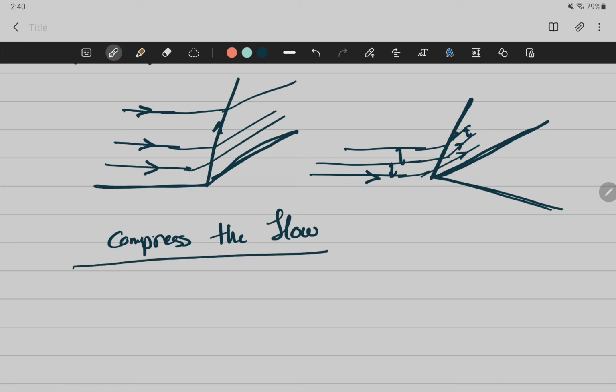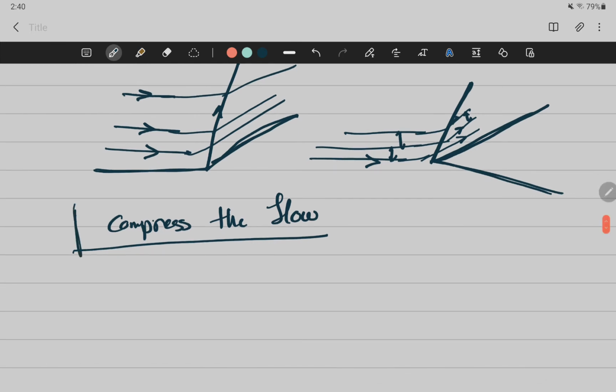The streamlines are going to get closer to each other. Normal shock waves are a special type of these shock waves specifically. The oblique shock waves are going to compress the flow. As you can see, the direction of the flow in this type of shock wave is changing.